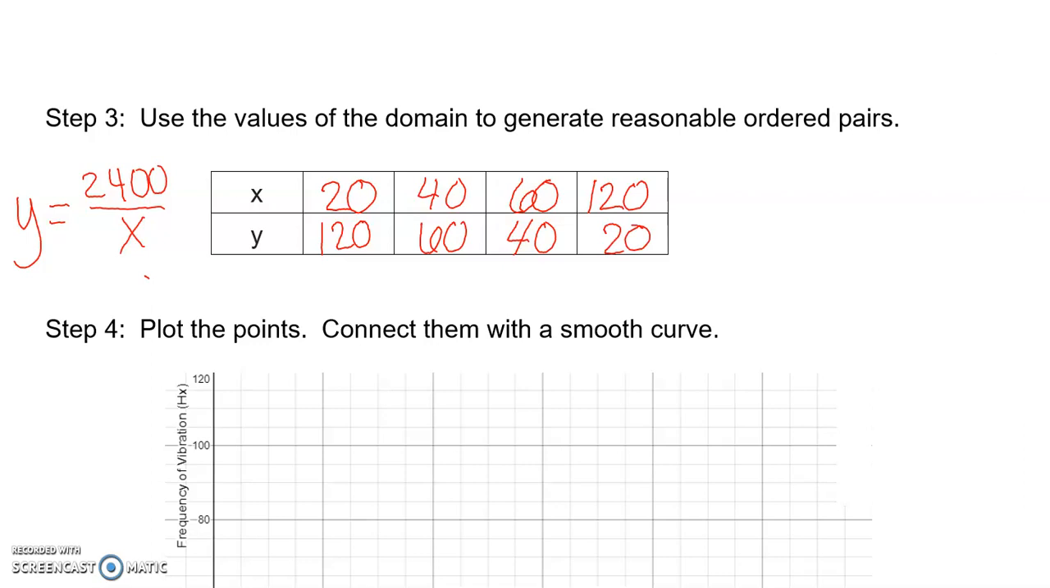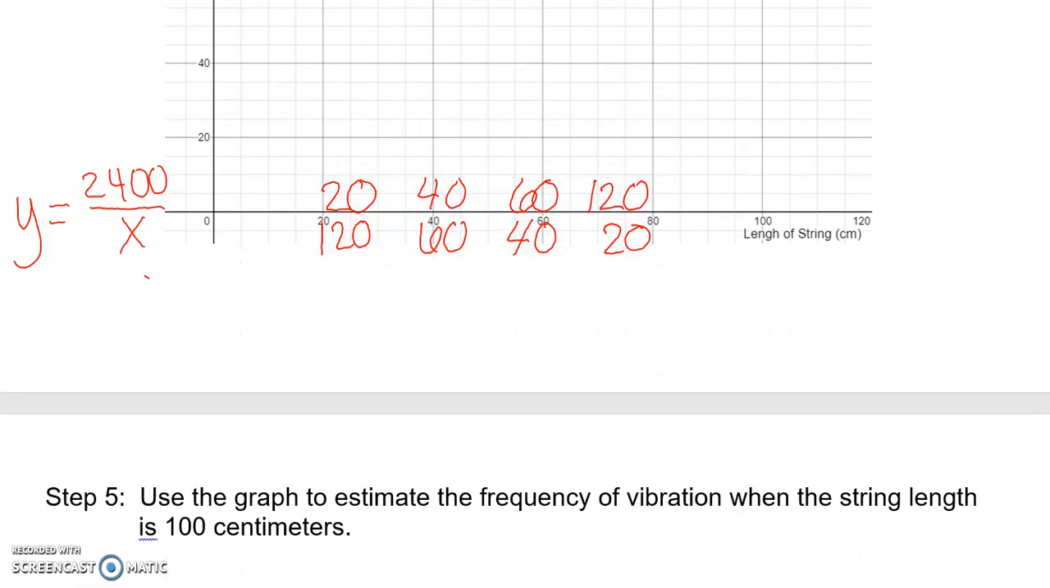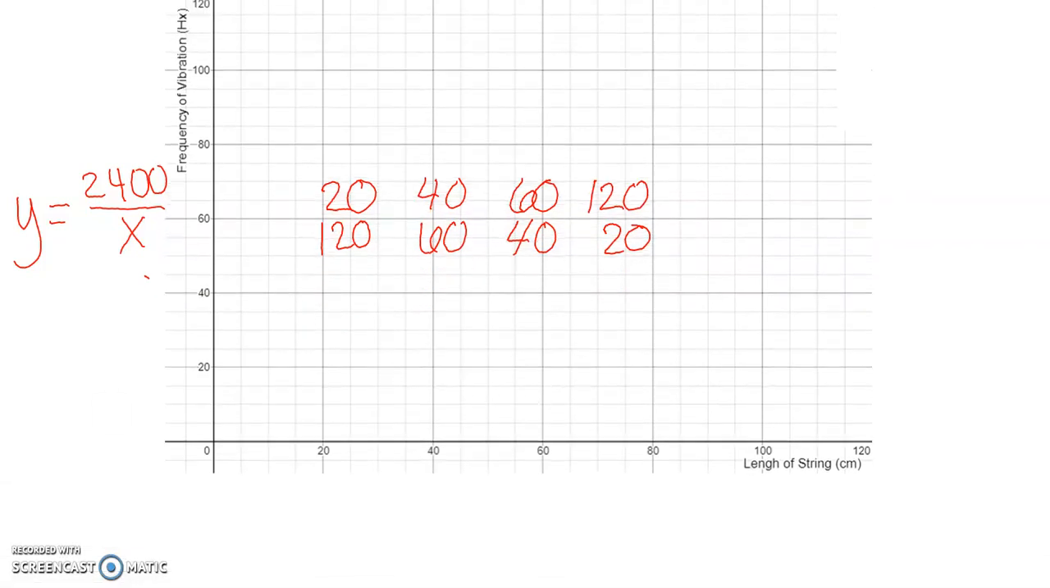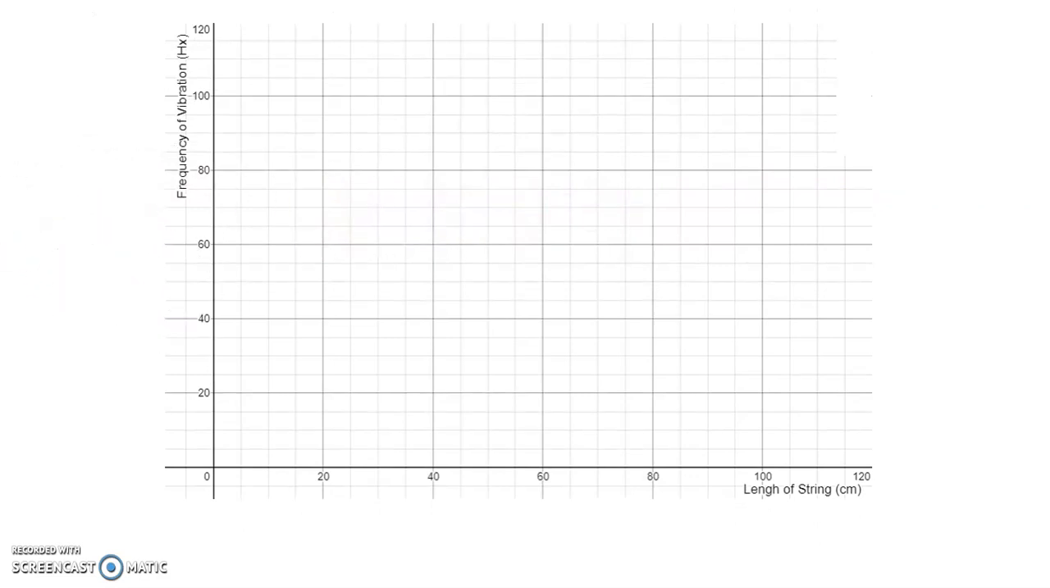So now we're going to use these ordered pairs to create our graph. We're going to plot these points. First we had 20, 120, so over 20, up 120. Then we had 40, 60. We had 60, 40. And 120, 20. So now we're going to connect them. Our curve is going to look something like this.